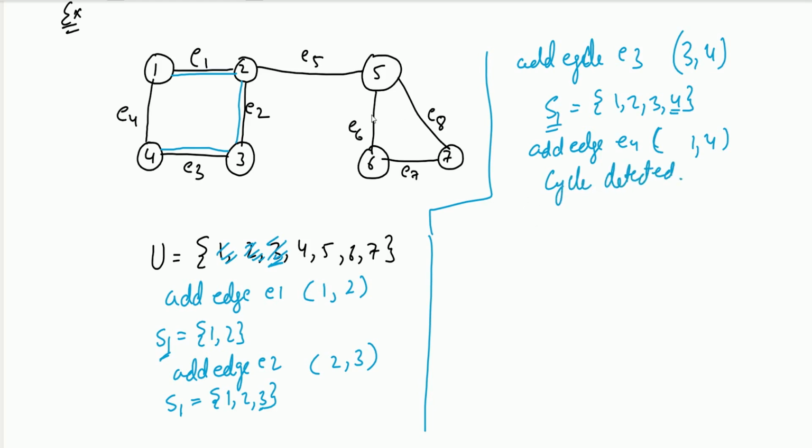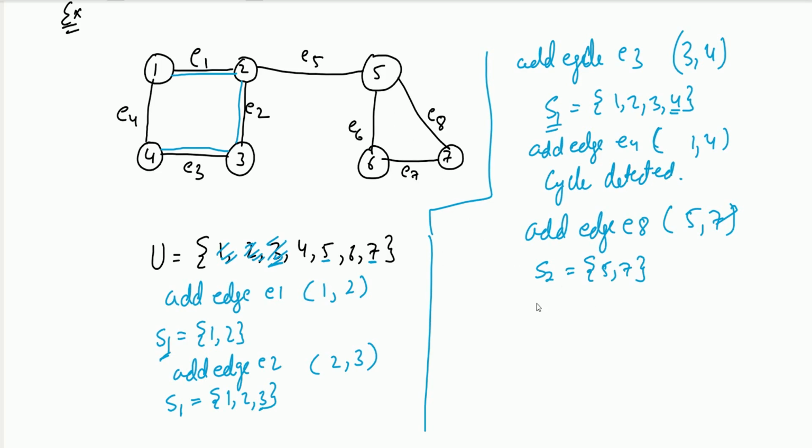Now we can add edges in any order. It does not matter. We can add E8 first also. So let's add edge E8. E8 is 5 to 7. So 5 belongs to universal and 7 also belongs to universal. So we can create another set with 5, 7.